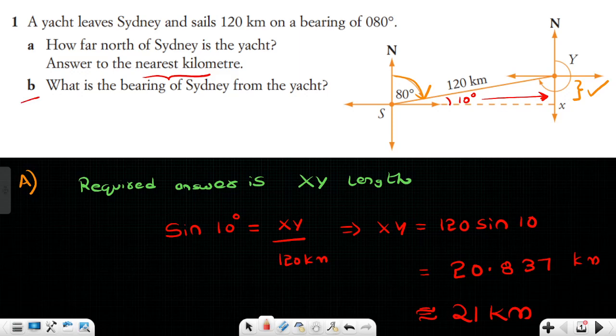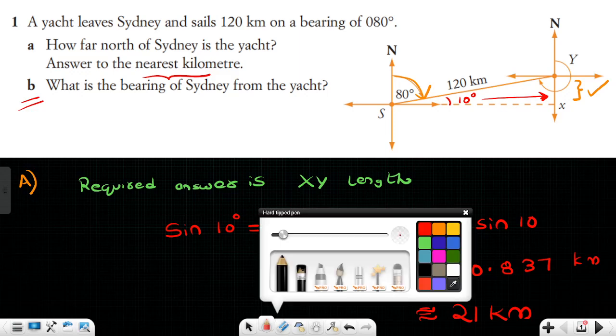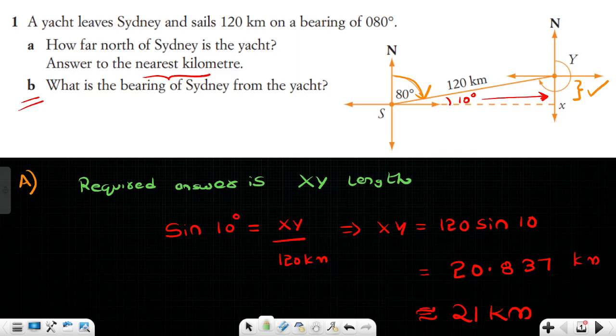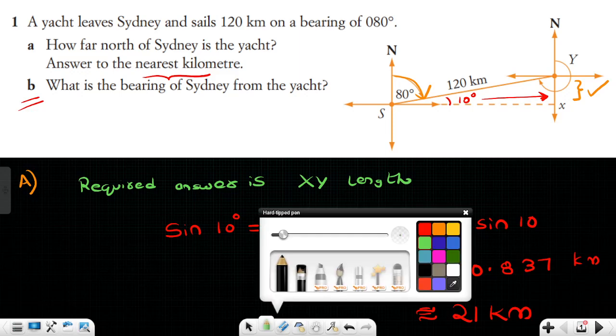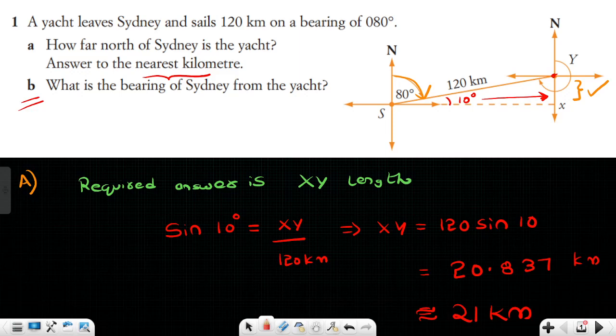Now in the B part, what they are asking is, what is the bearing of Sydney from the yacht? Very simple. What is the bearing of Sydney from the yacht? So that is this angle, Akshita. You should take the yacht as the center. From there they are asking about Sydney. Therefore it starts here and ends here. This red color angle that I have shown is nothing but the bearing of Sydney from the yacht.